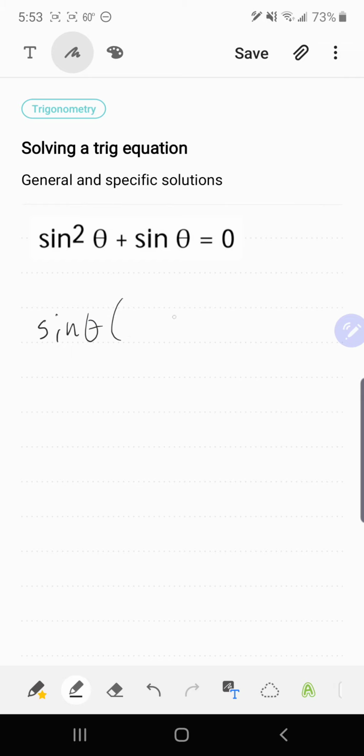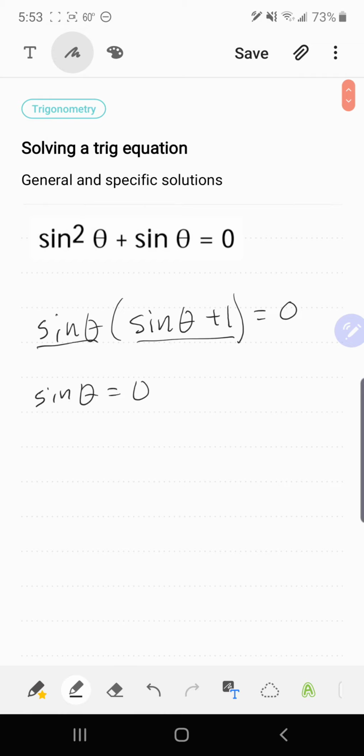So what we're going to be able to do at the beginning is factor out sine theta. And that will leave me with sine theta times sine theta plus 1 equal to 0. And now that this is factored, I can set each factor equal to 0. So we're going to have sine theta equal to 0, and we're going to have sine theta plus 1 equal to 0.